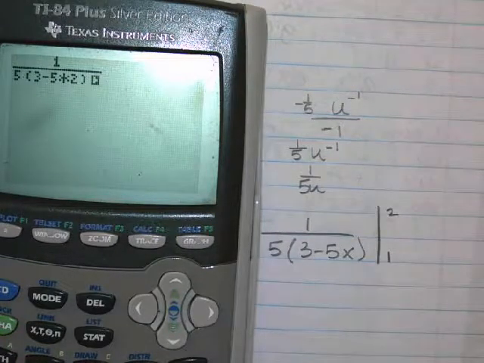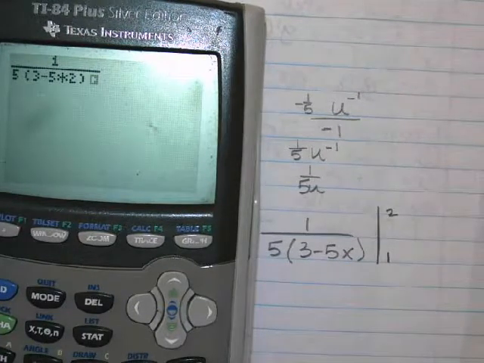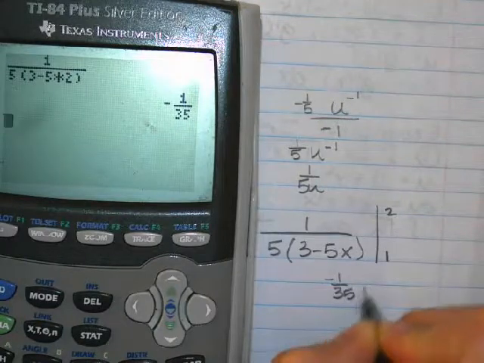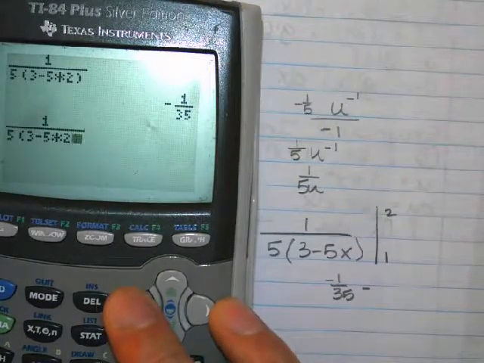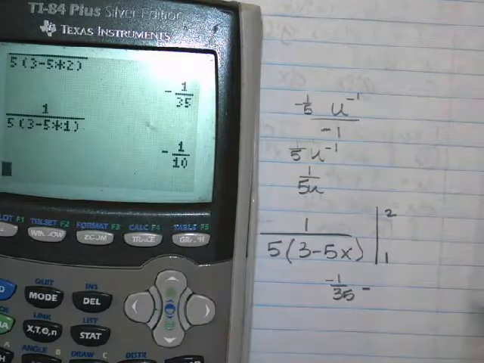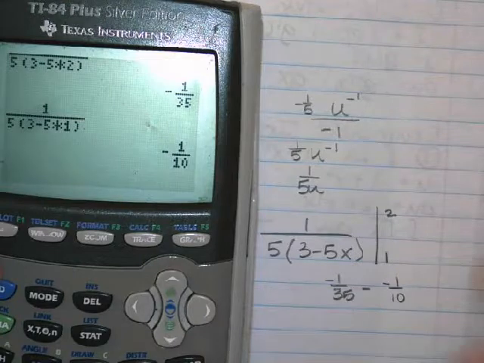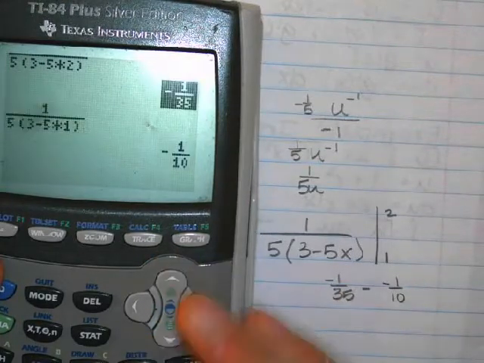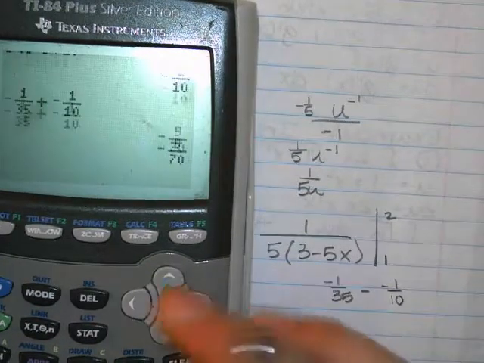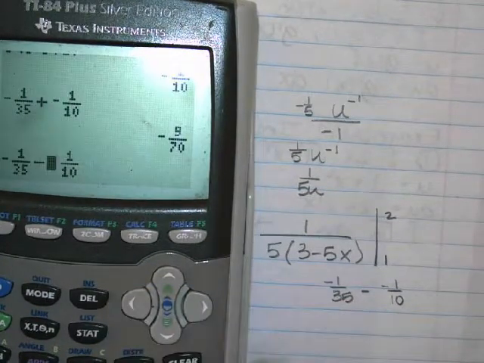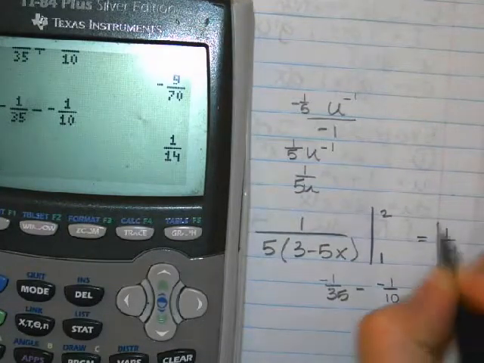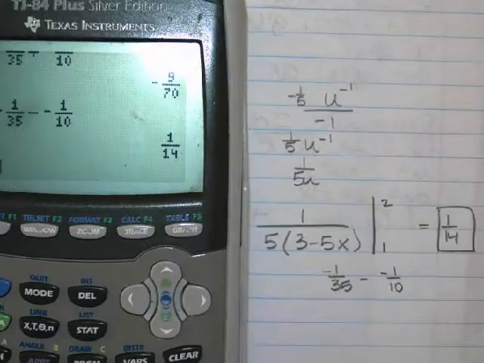Okay, so what'd you guys get when you plugged in 2? -1/35. Perfect. And then if we plug in 1, what'd you guys get when you plug in 1? -1/10. So if we add those together, what do we get? Oh, no, we're subtracting. You're right. You subtract. Minus those. 1/14. Okay.